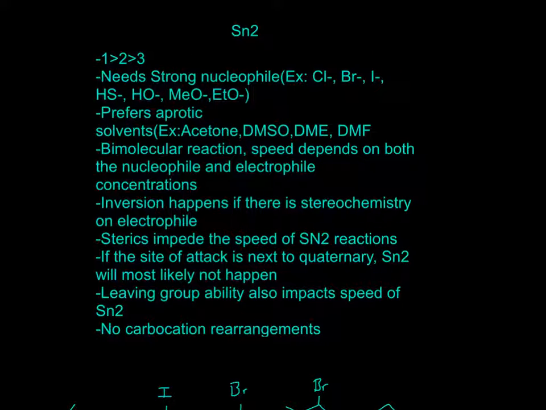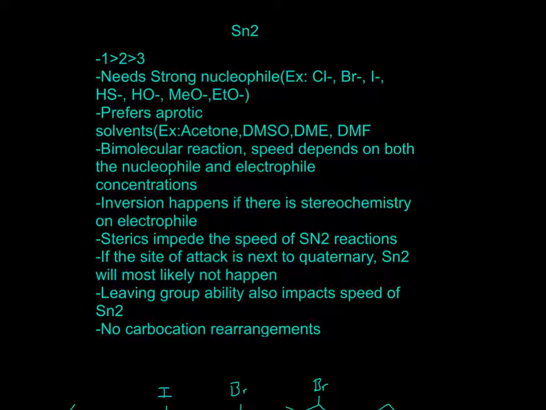It prefers aprotic solvents because when you have an aprotic solvent, it doesn't donate a hydrogen to the strong nucleophile, because you want that negative charge on that atom, because that negative charge means that it can donate an electron to another electrophile. But if you have a protic solvent, the protic solvent will donate a hydrogen and make this a weak nucleophile, and that's not what we want. We want a strong nucleophile for SN2, and that's why aprotic solvents will help speed up the reaction.